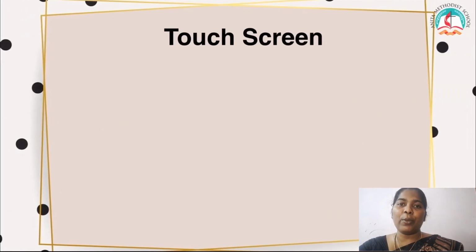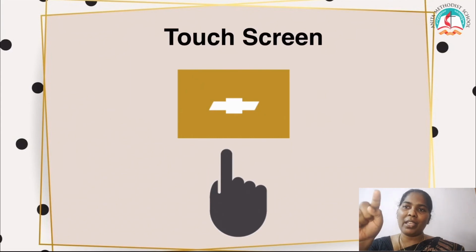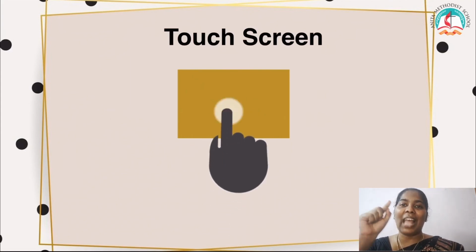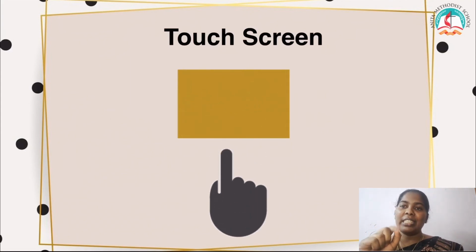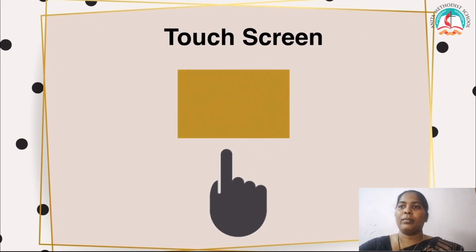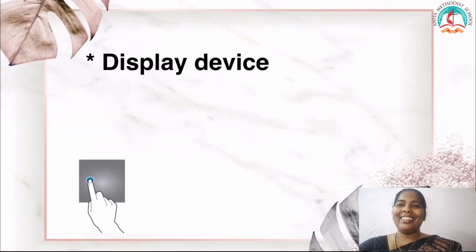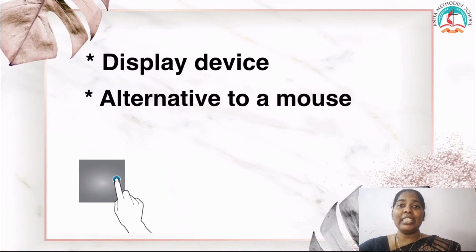The next input device is the touch screen. Yes, when I touch something, it will navigate or it will access. So through the touches, the data will be passed to the computer. It's a display device and it is an alternative to a mouse or keyboard, like a graphical user interface, GUI. That is graphical user interface.